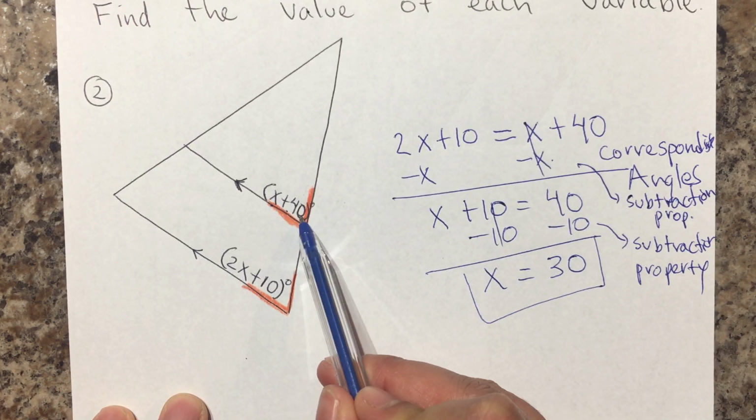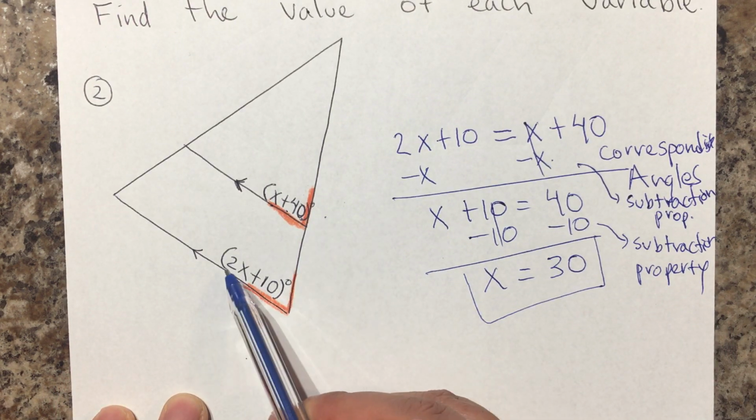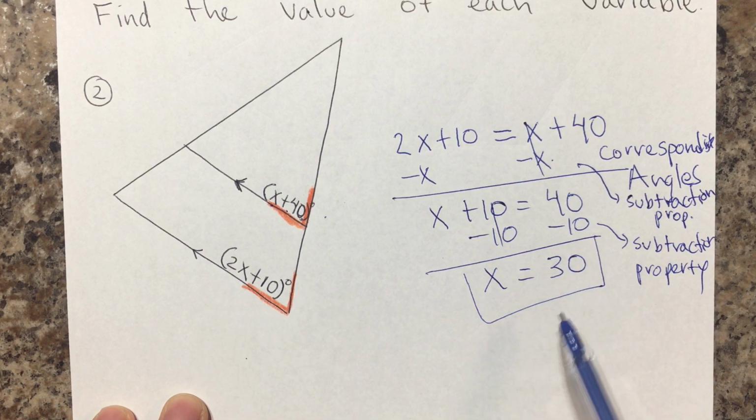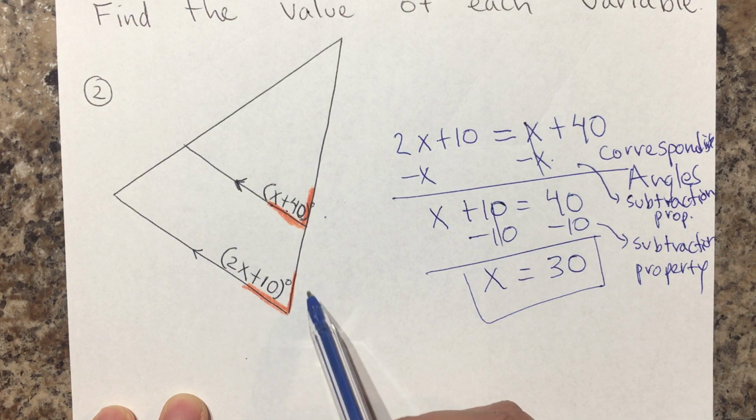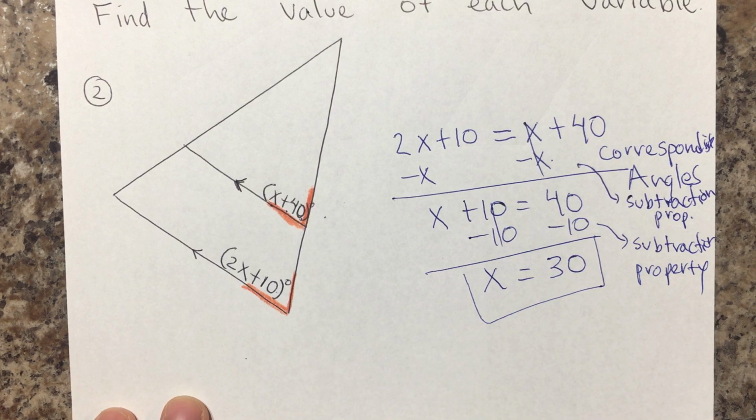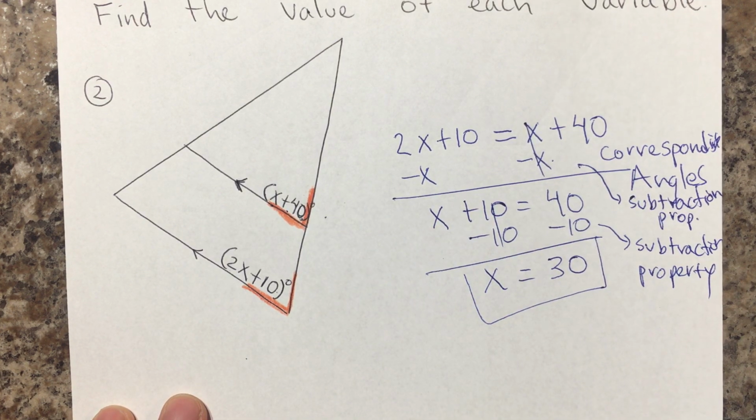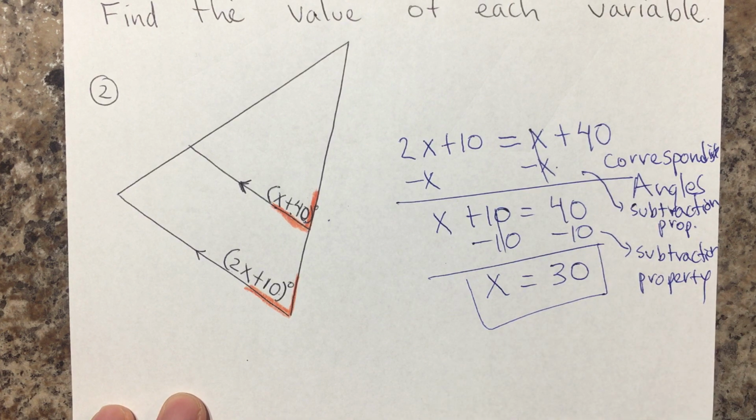30 plus 40, that's going to be 70. 2 times 30 is 60, plus 10 is 70 as well. So for both, you get 70, and that's a way to check super fast that this is the correct value.